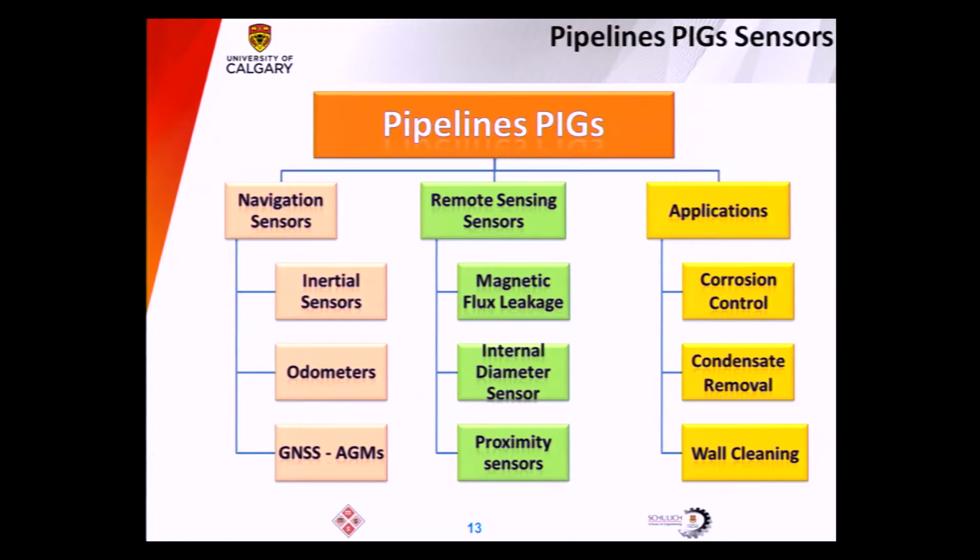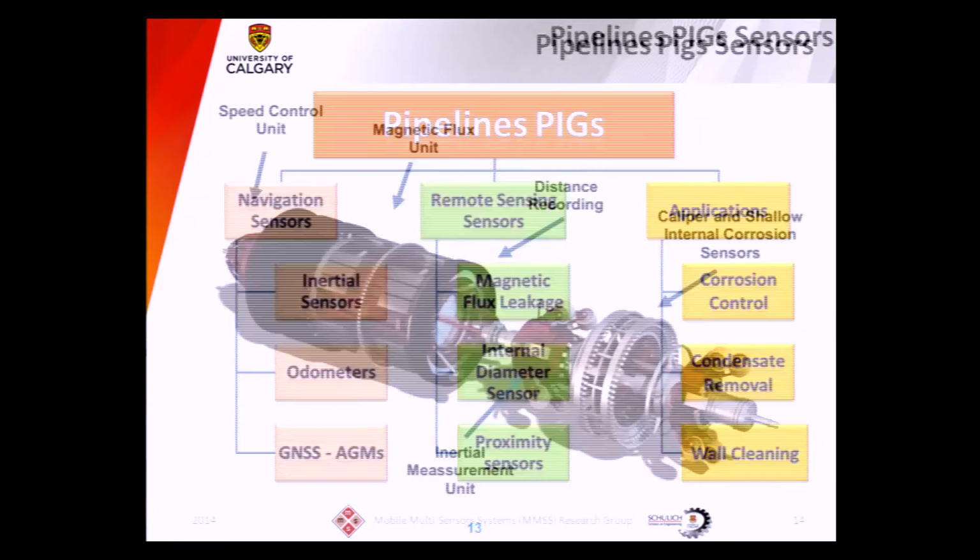It also has remote sensing sensors, and I will speak about them one by one. Typically, they are magnetic flux sensors, internal diameter sensors, and something called a proximity sensor. Each one of these sensors has specific applications and a specific output that serves the pipeline industry. And of course, the applications are numerous, as I mentioned: leakage, corrosion, and wall cleaning.